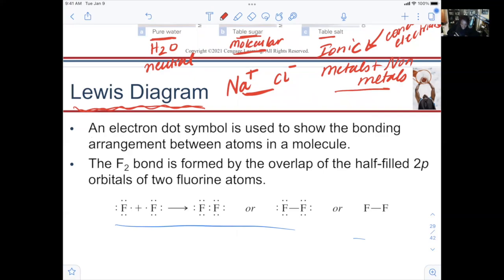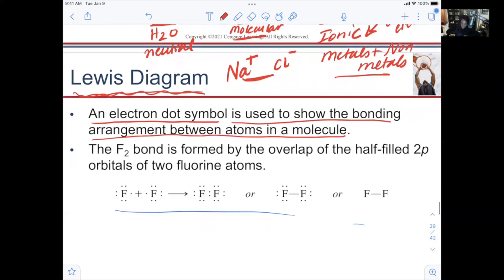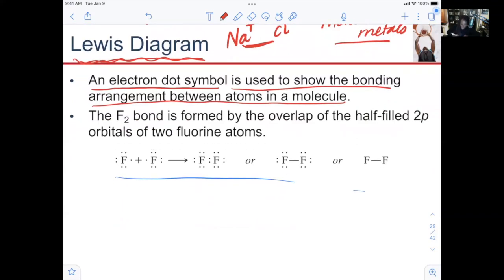So we're told it's essentially an electron dot symbol that is used to show the bonding arrangement between atoms in a molecule. So remember, the atoms are the building blocks that make up a formula or compound, okay? Now, what Lewis does is Lewis loves dots. Lewis uses dots to illustrate or to show bonding.